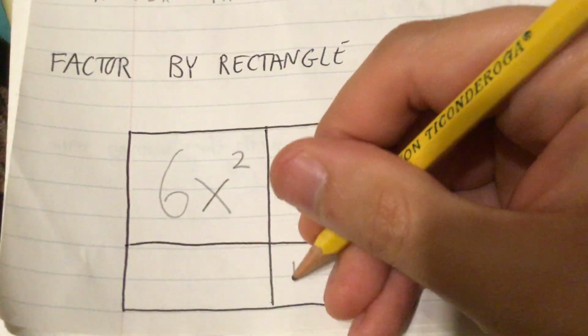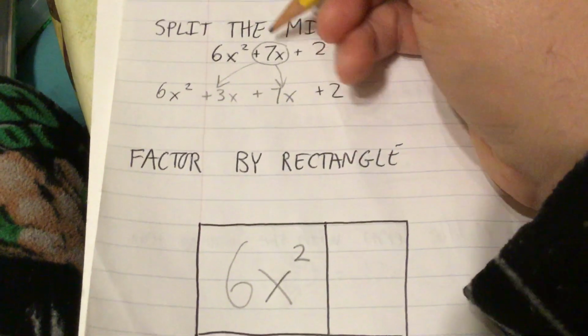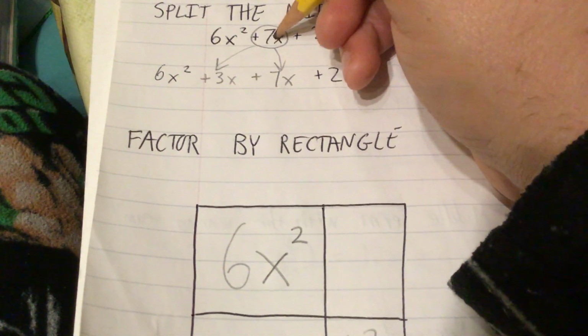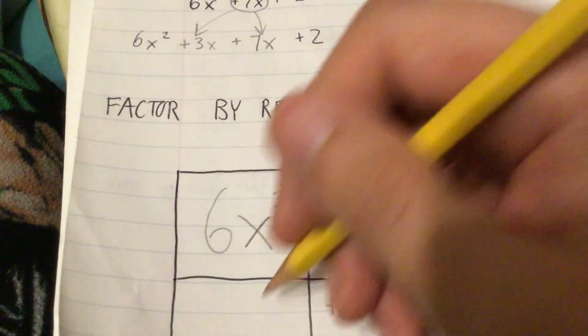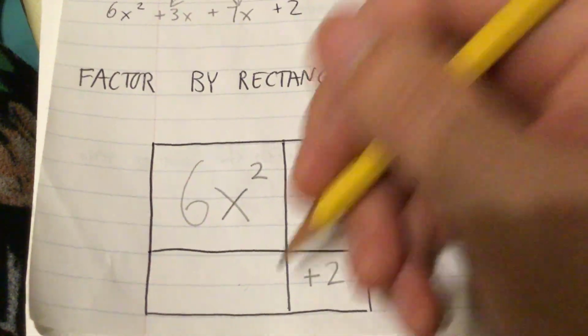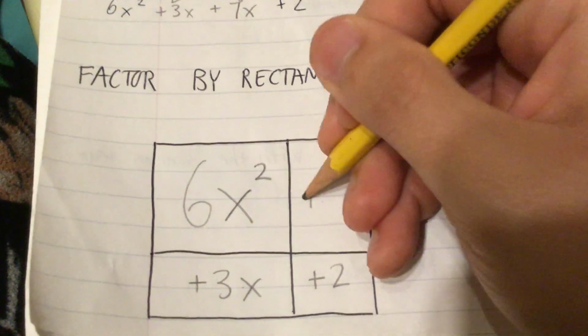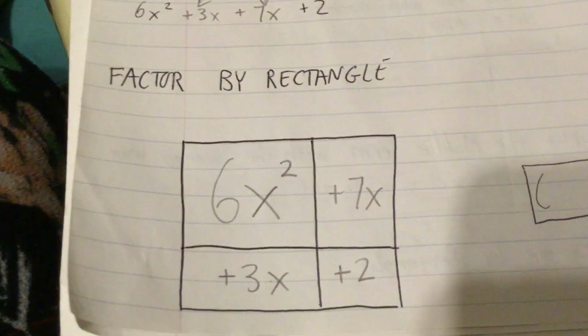Positive 2 goes in the bottom right. And the split bx's, so what makes up positive 7x, is split into these two. It doesn't matter if you put 3x here or 3x here. So let's just put positive 3x here and positive 7x here.